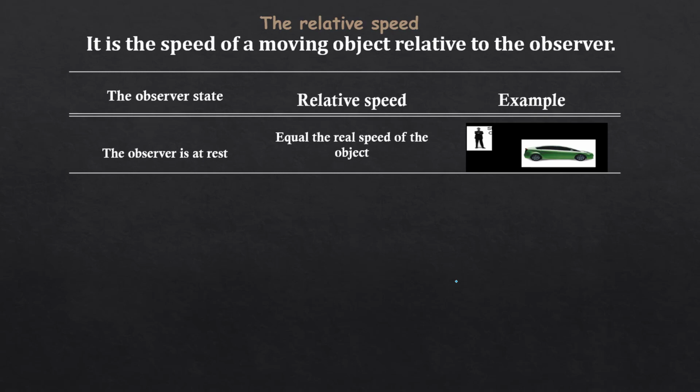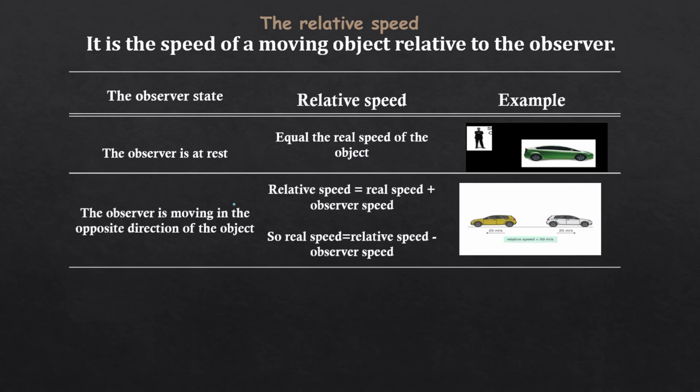We have 4 cases in the relative speed. The first one: when the observer is at rest, the relative speed equals the real speed of the object. That makes sense. But when the observer is in the opposite direction of the object, the relative speed equals the real speed plus the observer's speed. And this is explained when we see cars in the opposite direction move with a very high speed, because the relative speed equals the car speed plus our speed.